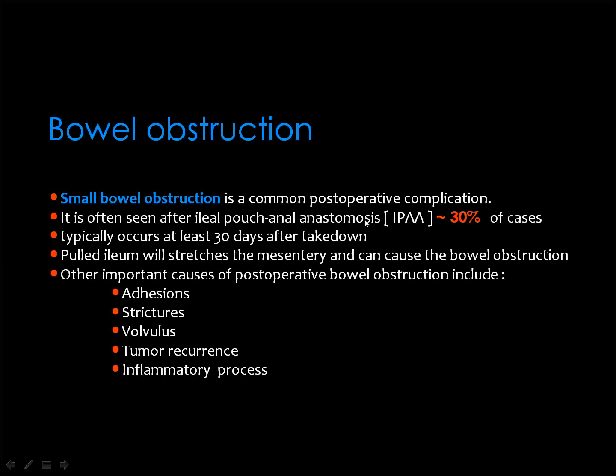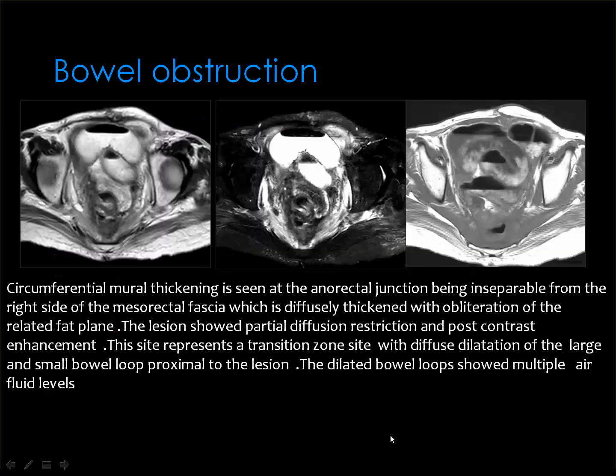The small bowel obstruction is a common post-operative complication and can be seen in about 30% of the cases performing an ileal pouch anal anastomosis. This is also a frequent complication. Typically occurs about 30 days after the procedure, and the explanation is that the bowel ileum will stretch the mesentery and can cause bowel obstruction. Other causes include adhesion, stricture, volvulus, tumor recurrence, and inflammatory process.